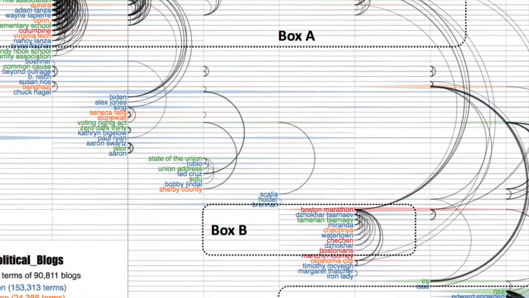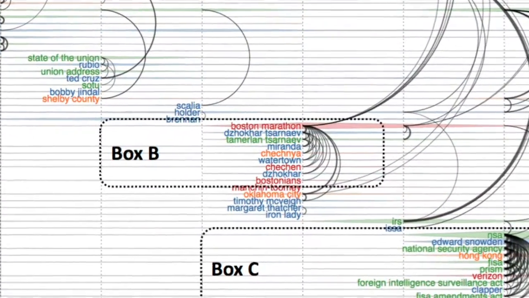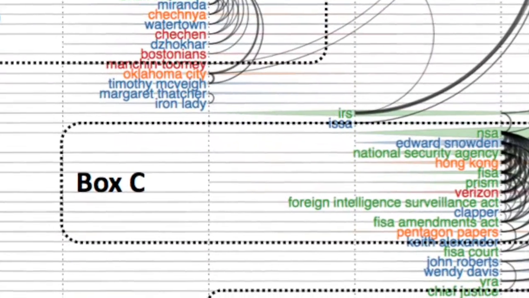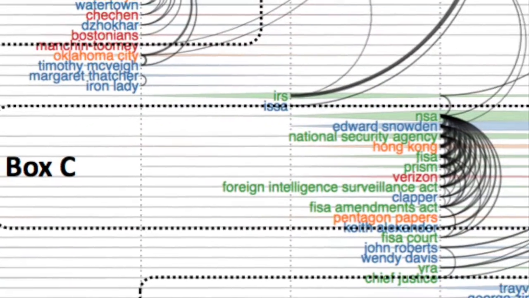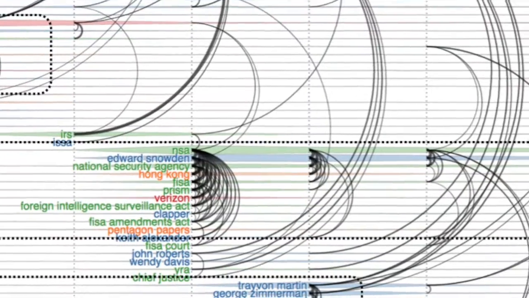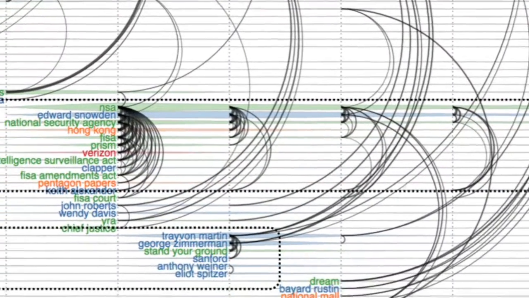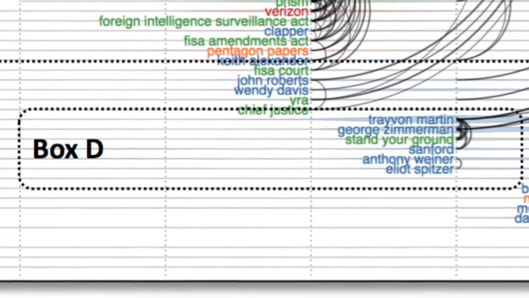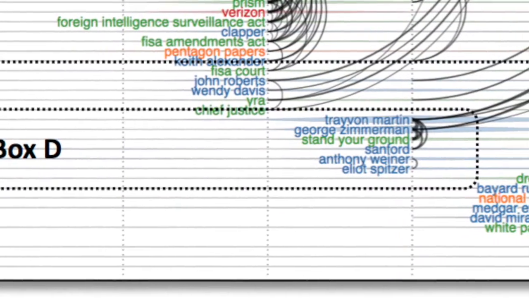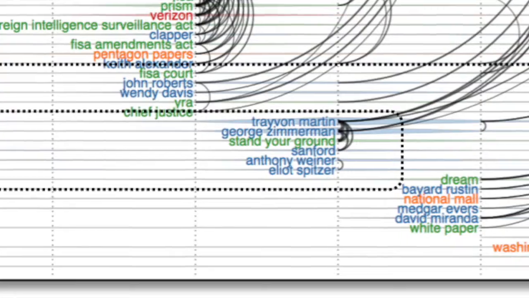The next event relates to Edward Snowden, a former CIA employee who leaked NSA classified information. As shown in Box C, this is still a hot topic in the next few months. Box D is the shooting of Trayvon Martin. The policeman Zimmerman was not found guilty of Martin's murder in Sanford, Florida.